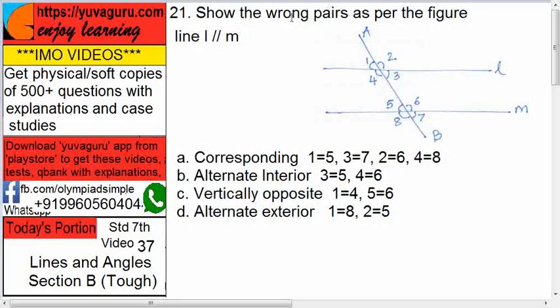Show the wrong pairs in the figure. See, this is the figure, with angles 1, 2, 3, 4, 5, 6, 7, 8. Line L is parallel to line M. Okay. Now we have to show the wrong pairs. Now corresponding angles. 1 equals 5. 3 equals 7. 2 equals 6.